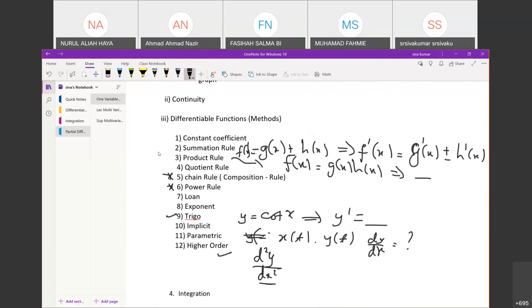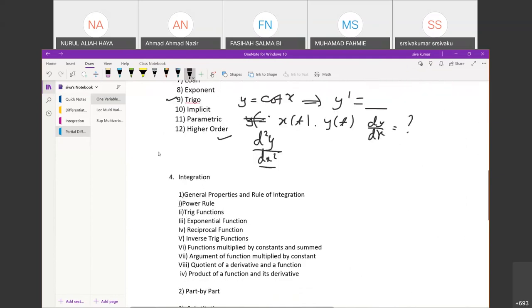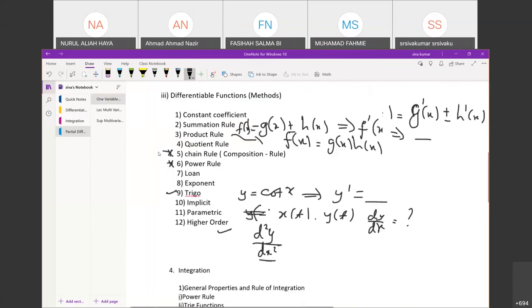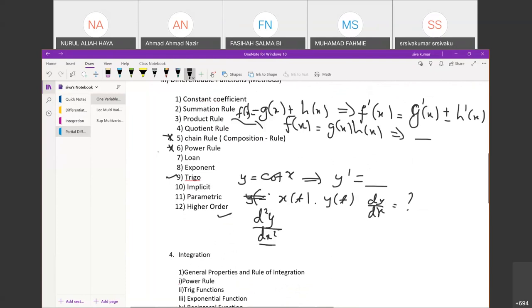But at least when people ask, what is a differential function? How many methods do you know? You should be able to list them down. Now, next thing, integration. You should be able to tell all the general properties and rules of integration. For example, you should be able to explain the constant coefficient, summation rule, product rule, quotient rule, chain rule, power rule, ln, exponential, trig, implicit, parametric, higher order, all coming under here.